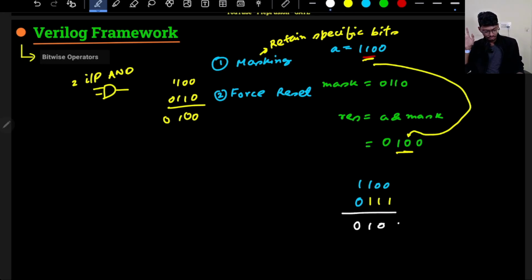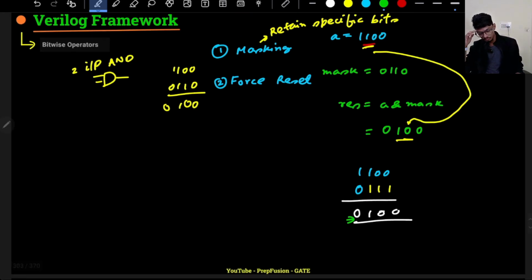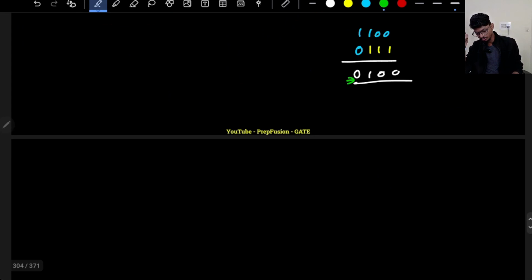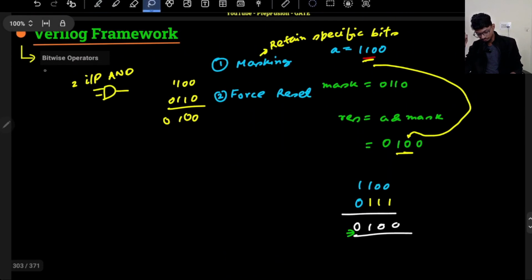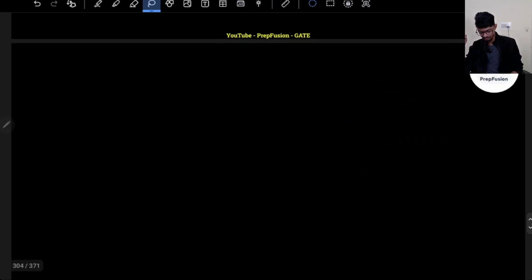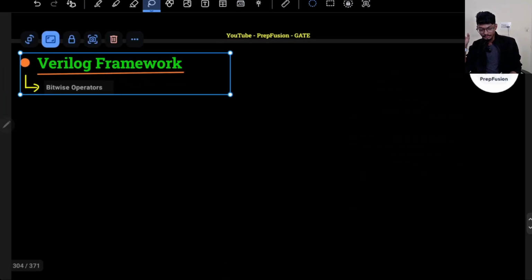This will be 100. That's it. Okay, so this bit has been reset now. So that is what a bitwise AND is used for. Similar kind of thing we can do with bitwise OR as well. So the same thing I want to discuss about bitwise OR, just it will be bit opposite.